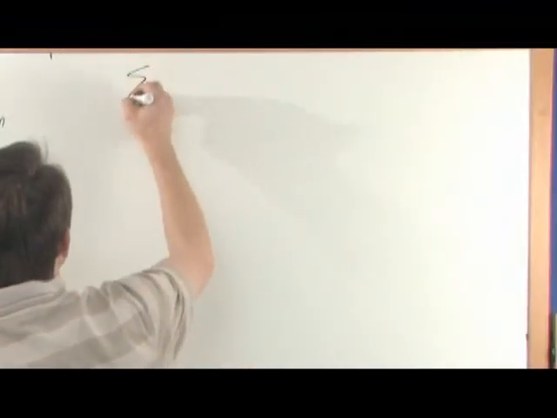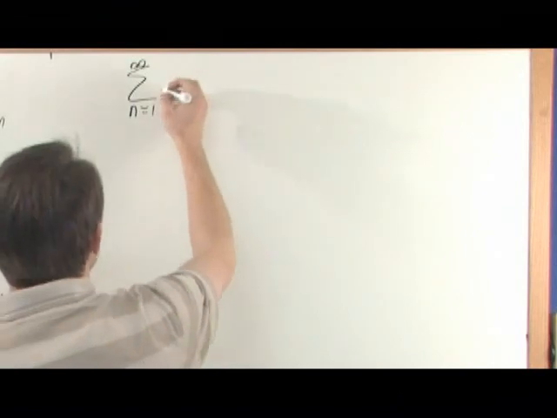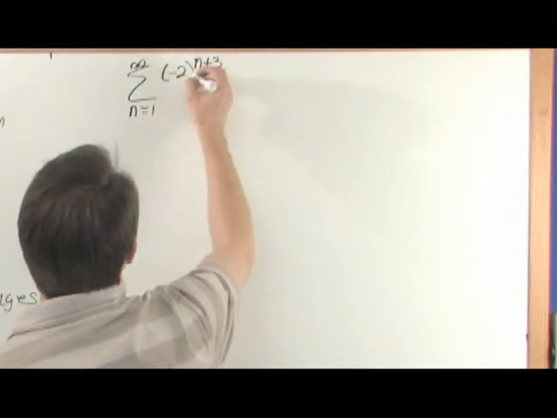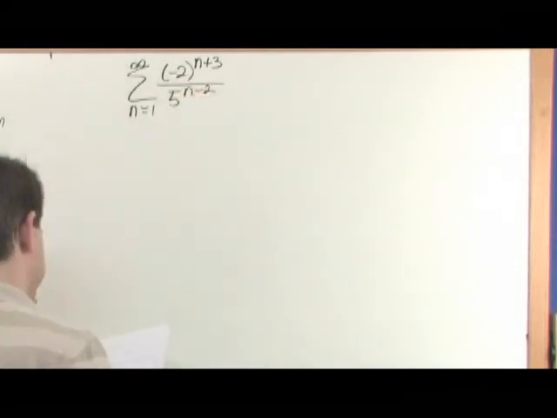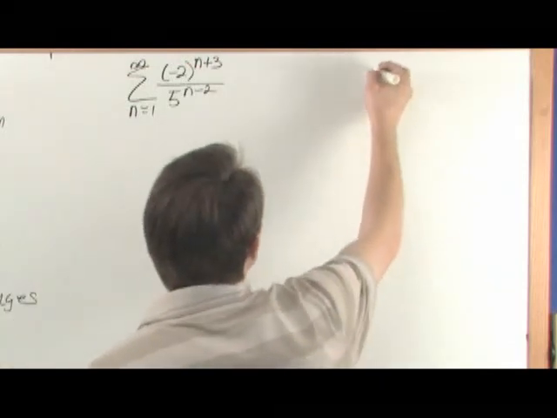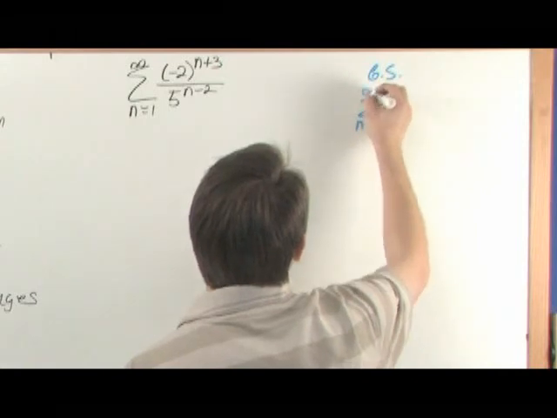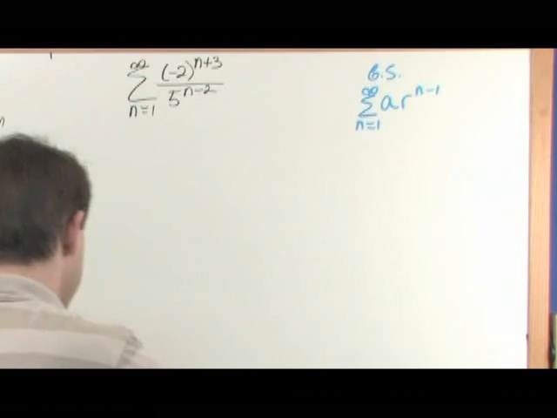What if you had the sum from n equals 1 on up to infinity of (-2) to the n plus 3 over 5 to the n minus 2? Okay? Again, I have powers on the top and powers on the bottom. I think I might be able to get it into the form of a geometric series, so I'm going to give it a shot. The geometric series, for your reference, is the sum from n equals 1 to infinity of a times r to the n minus 1. So I'm going to try to beat it into that form there.